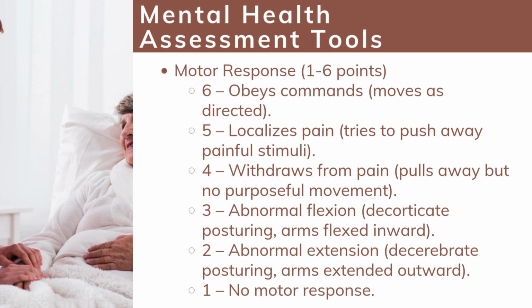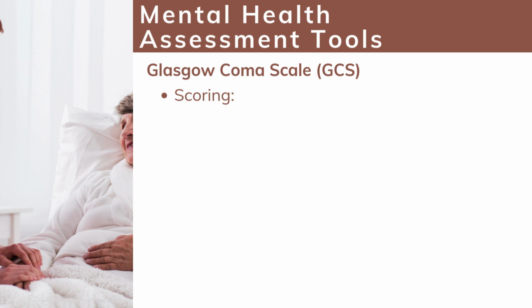3, abnormal flexion. Decorticate posturing or arms flexed inward. 2, abnormal extension. Decerebrate posturing or arms extended outward. 1, no motor response. The total GCS score ranges from 3 to 15 with the following interpretations.